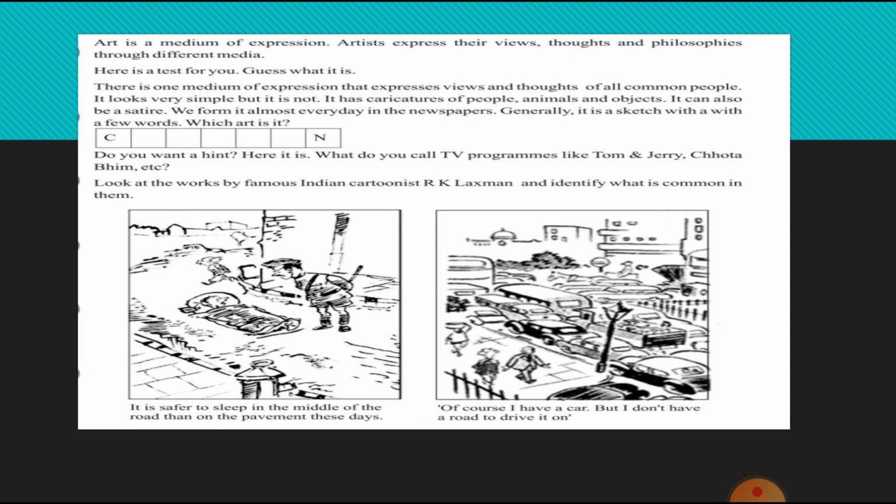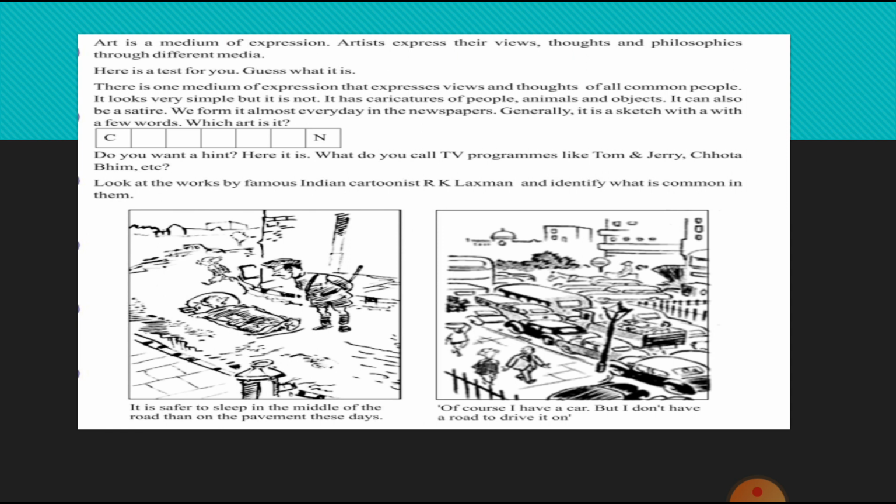Cartoon. And what do you think? See, they have given a hint here about programs we see. Yes, Tom and Jerry. It's a cartoon. Chota Bheem, etc. They are all cartoon characters. Tom and Jerry, we used to see these cartoons. So this word is cartoon.